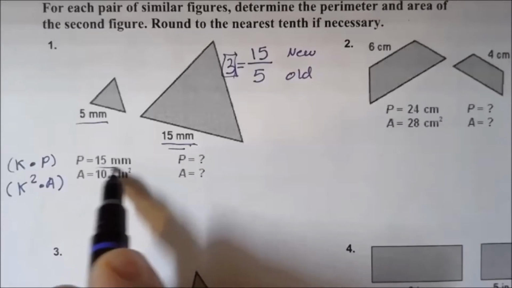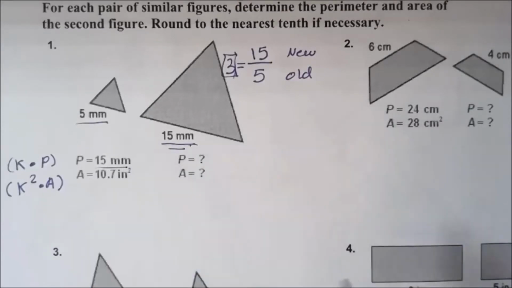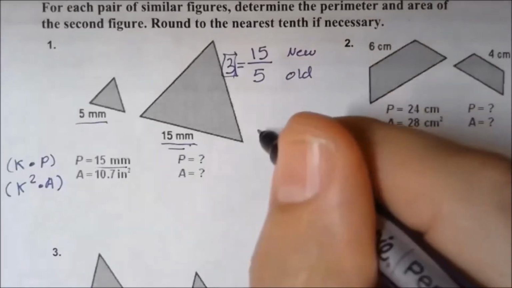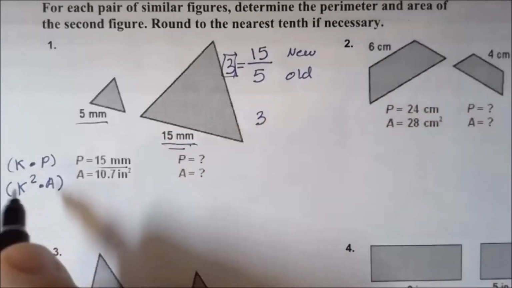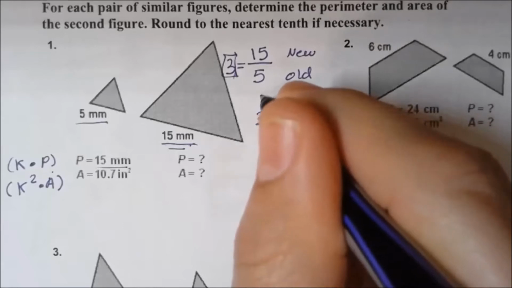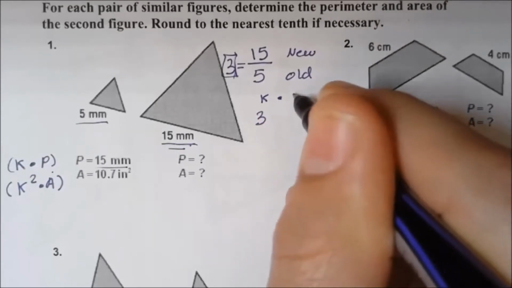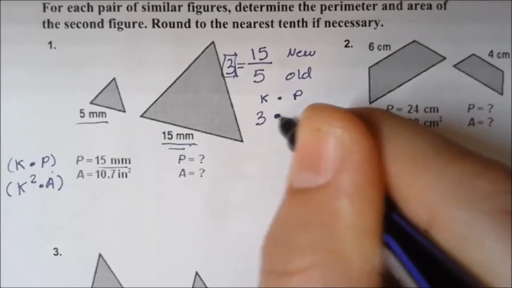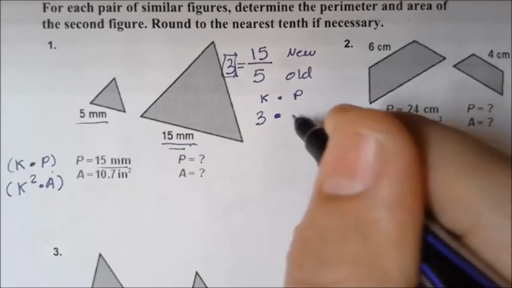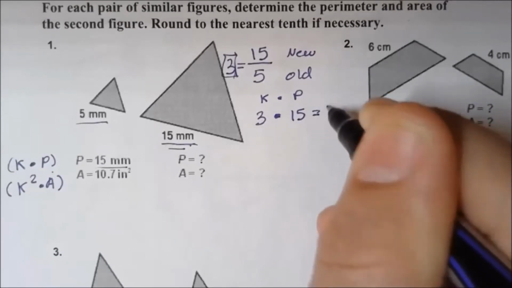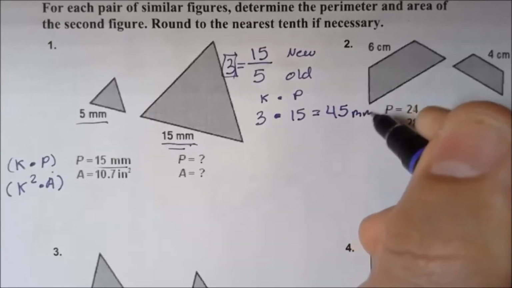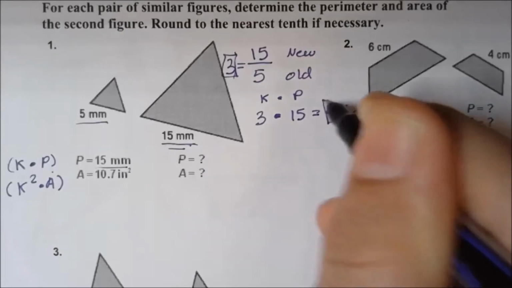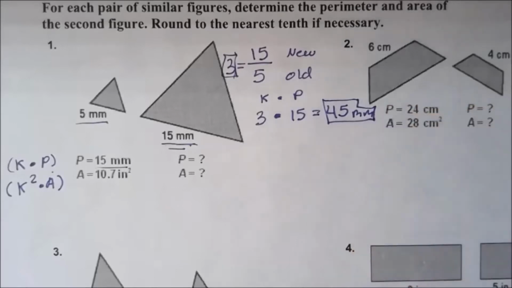Our perimeter currently is 15 millimeters. Remember what I told you over here: we have K times P, so my K is 3. I'm going to multiply 3 times my perimeter of 15, and that equals 45. So my new perimeter is 45 millimeters. I'm going to box that.